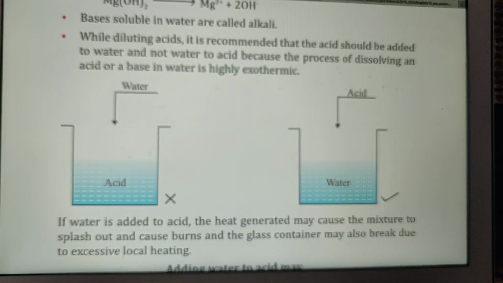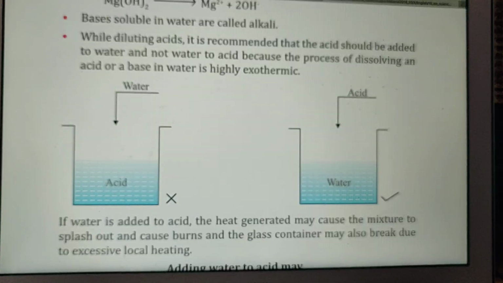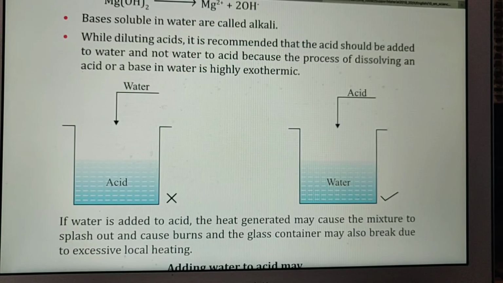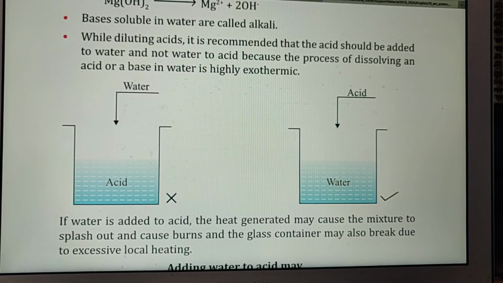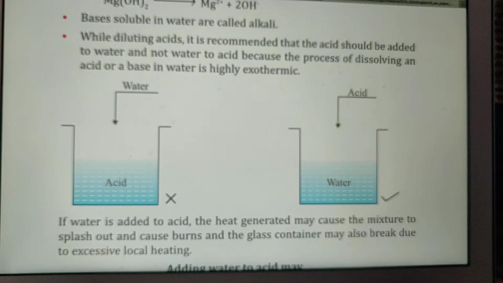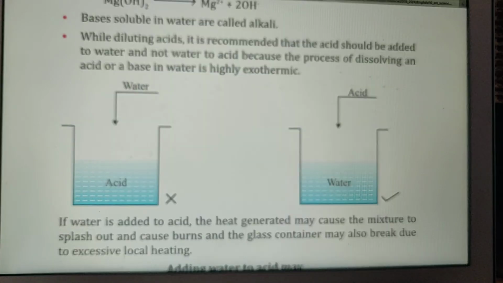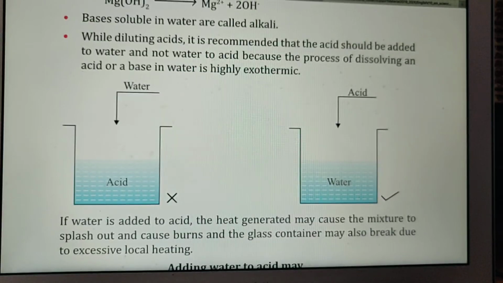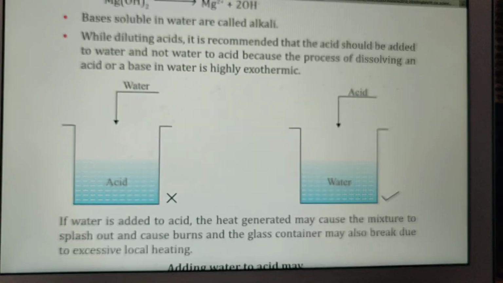While diluting acids, it is recommended that acid should be added to water and not water to acid, because the process of dissolving an acid or base in water is highly exothermic. You can understand from the diagram: acid is kept in the beaker, and we should not add water to it. Why? We'll see it later. In another beaker, water is kept and we are putting acid in, so it is safe, and that's why it is right.